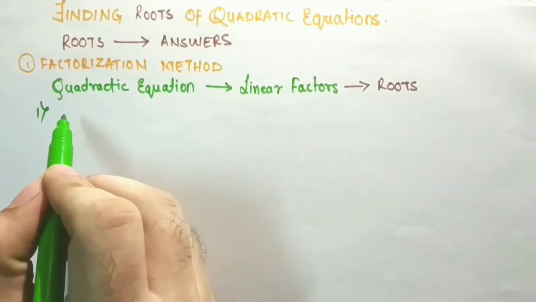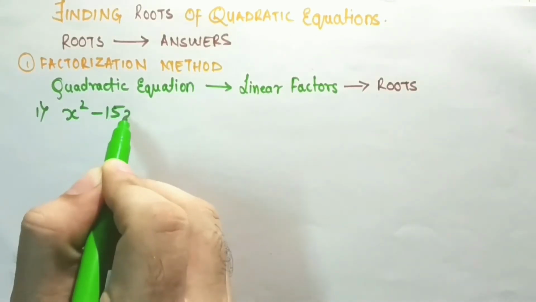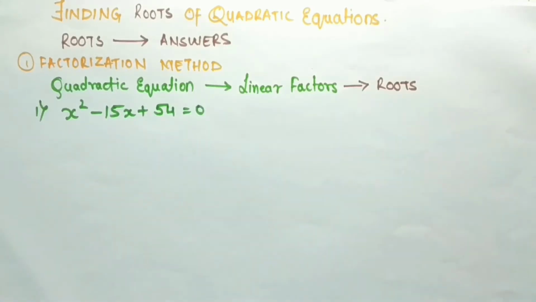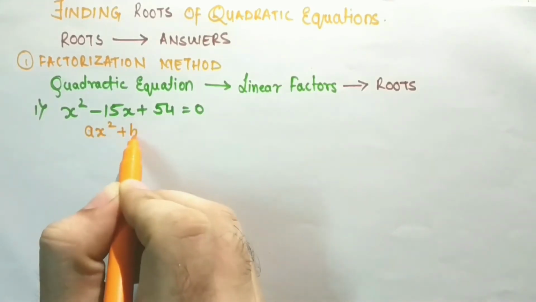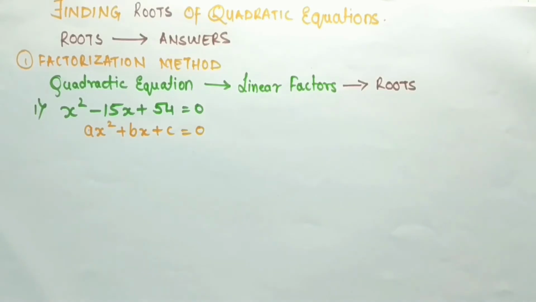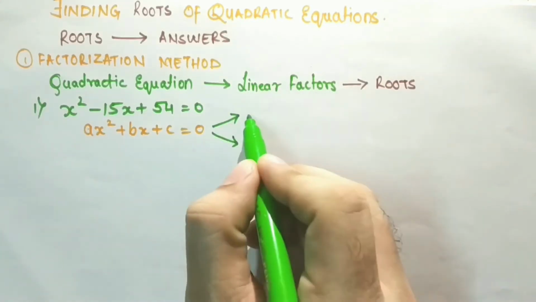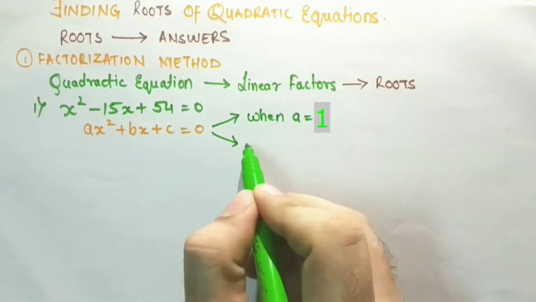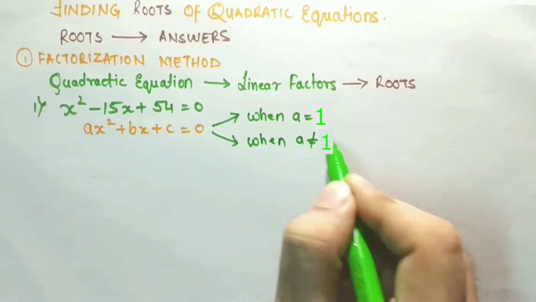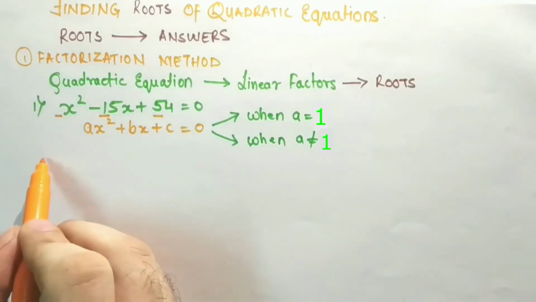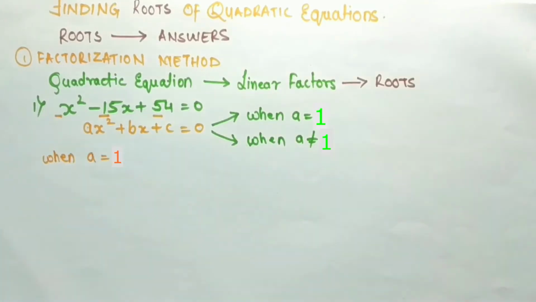Let us solve our first sum. x square minus 15x plus 54 is equal to 0. Here the equation is in the form of ax square plus bx plus c is equal to 0. We can have two conditions: when a is equal to 1 or a is not equal to 1. Here in this method a is equal to 1. This sum can be solved by the steps.